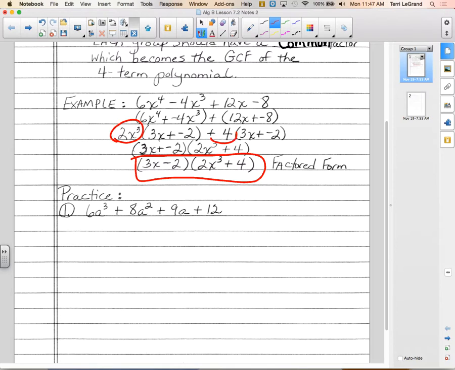Here's where it is, right here. 2x cubed plus 4. Okay, so the one they have in common becomes the GCF in its own parentheses, right next to, no addition anymore, right next to 2x cubed plus 4. If we FOIL that back out, where should it take us? To the beginning, back to 6x to the 4th, minus 4x cubed, plus 12x minus 8. It should take us back to that if we FOILed it back out.